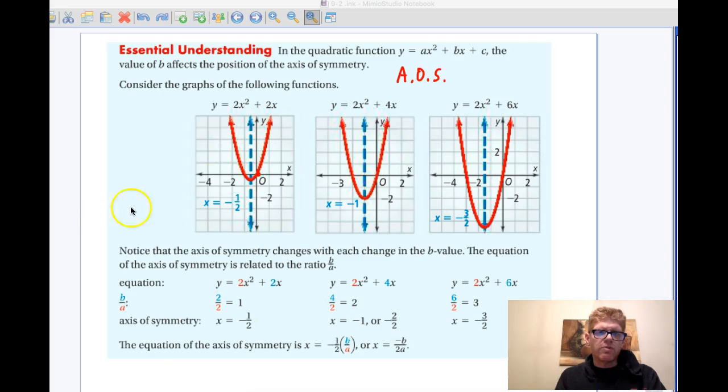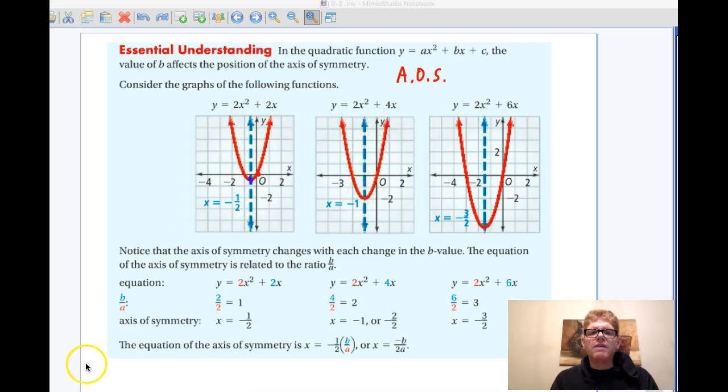And of course, if you remember from the last lesson, the vertex is this little point at which the parabola either opens up or opens down. And that determines whether the parabola has a maximum or a minimum. And you'll remember that the minimum is the vertex when the parabola opens up, and the maximum is the vertex when the parabola opens down. In this case, we have a minimum.